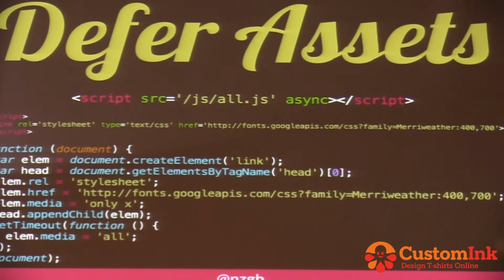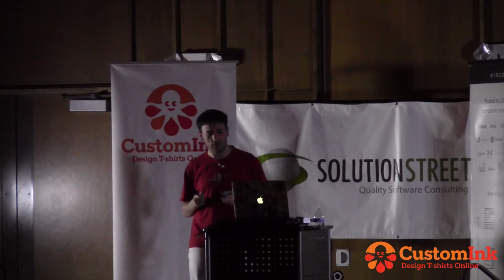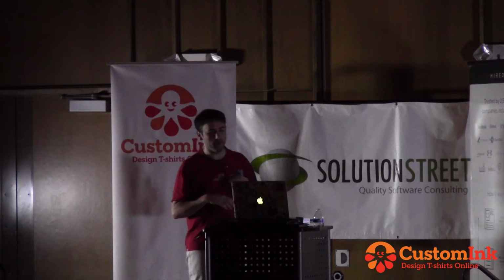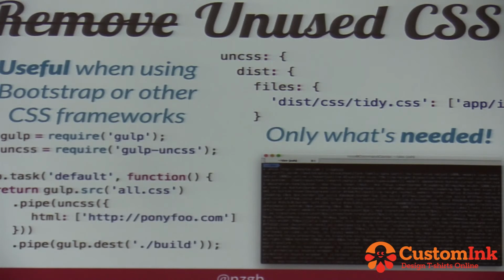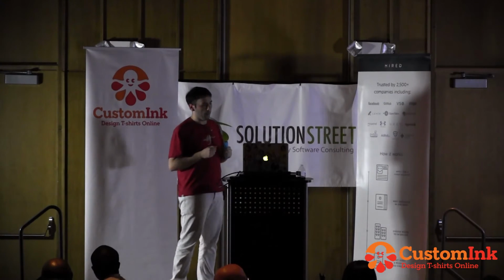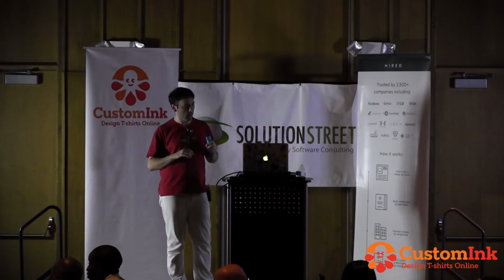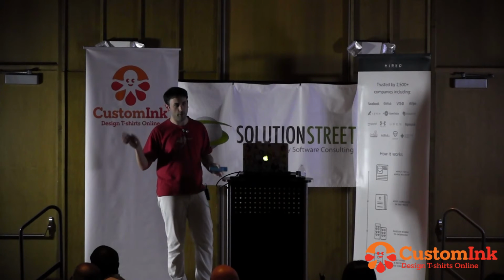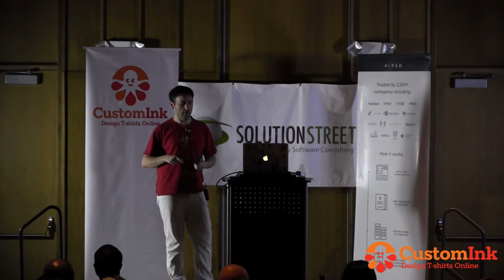Defer assets using async in your script tags. You can defer style sheets by adding an invalid media type like only x or something like that, and then after a timeout, making it a valid media type. You can remove unused CSS using the uncss module. It comes with Gulp, Grunt, and whatever plugins. And just one line. And you can use this to get rid of Bootstrap rules that you never even use because you only included Bootstrap for the one button that you have in your site.